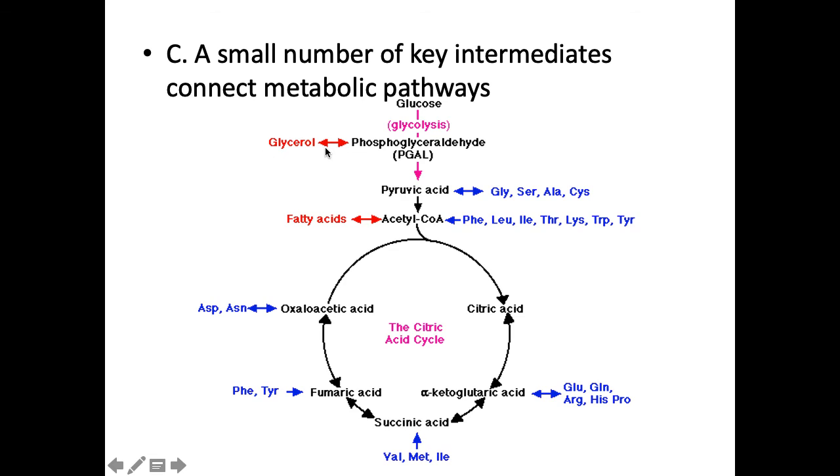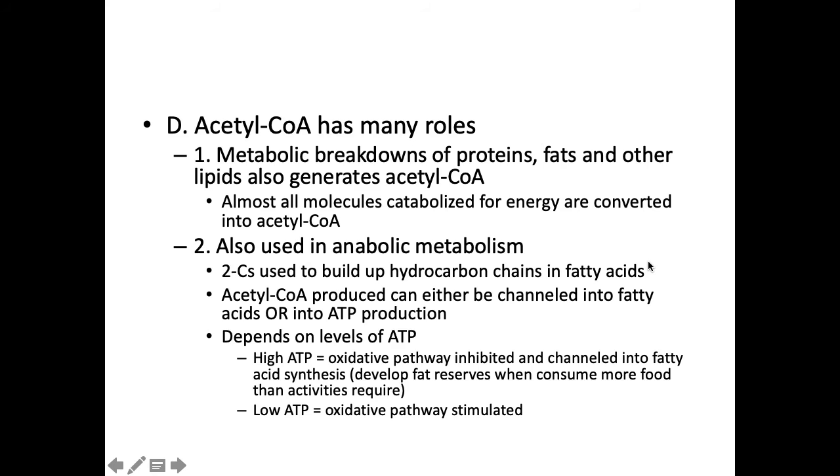Okay, there are a small number of key intermediates that do connect the metabolic pathways. So here in blue, I have my amino acids and where they can jump in, usually that acetyl-CoA group. With the fatty acids in red, glycerol and fatty acids make up the lipids. So glycerol can jump in on that PGAL, which is, I believe, G3P. And then here's the fatty acids for the acetyl-CoA. Here's some more amino acids where they can jump inside the Krebs cycle. So acetyl-CoA has many roles. We have the metabolic breakdowns of proteins and fats and lipids that generate the acetyl-CoA. Almost all molecules catabolized for energy are converted into acetyl-CoA. So that's kind of the big jump-in point.